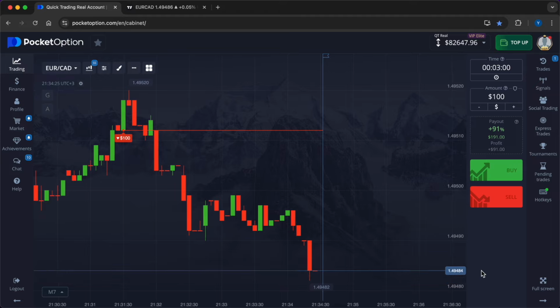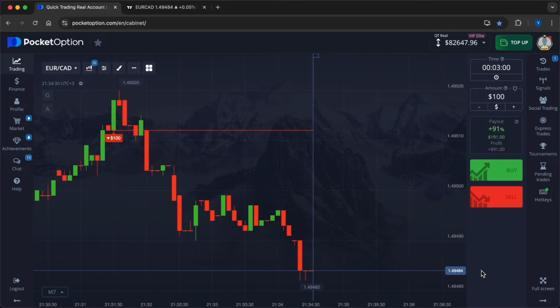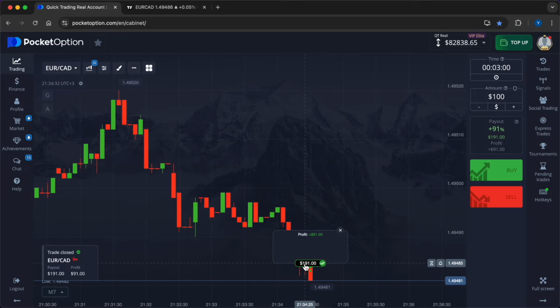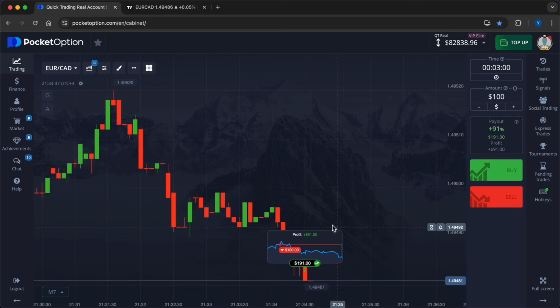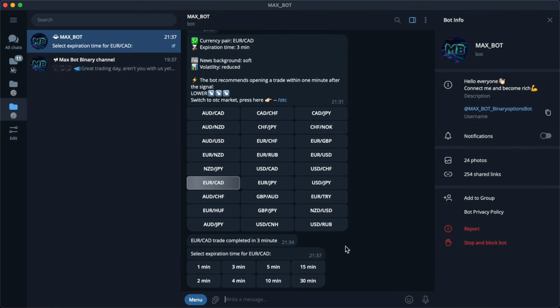Yes, the robot was absolutely right. The trend has reversed and it's profitable for us. I managed to extract $91 from the second trade thanks to the qualitative assessment of the situation from the artificial intelligence. It's time for the final trade.